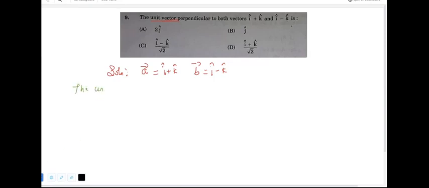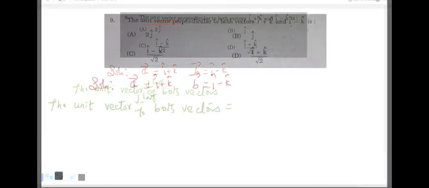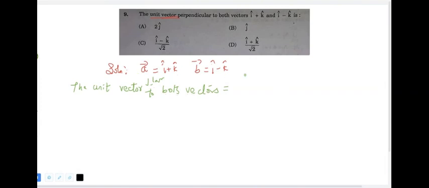the unit vector of both vectors. Unit vector perpendicular is given as a vector cross b vector divided by magnitude of a vector cross b vector. So now we need to find the vector product of this given term. So here it is a vector cross b vector.